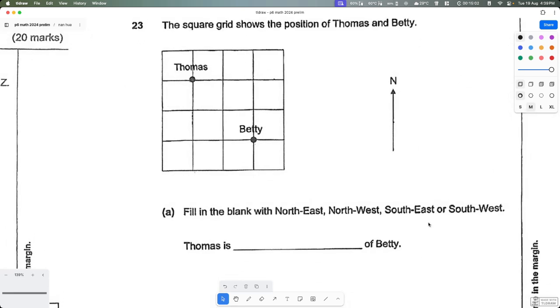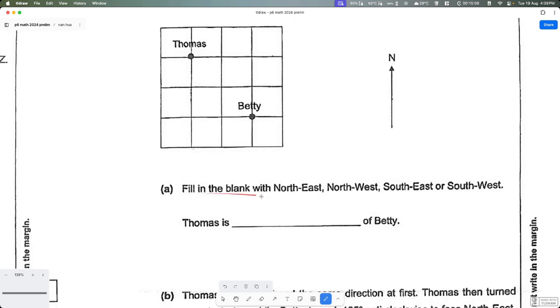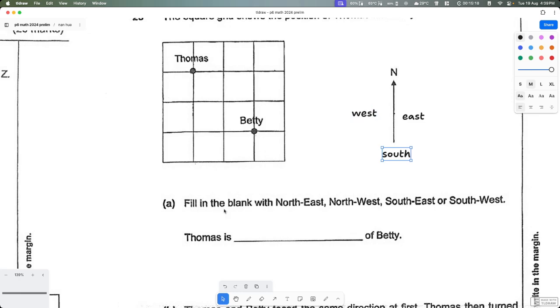Okay, so the square grid shows the position of Thomas and Betty. Fill in the blanks. Thomas is, so north, south, and then we have east, and we have west, of Betty. So that means from Betty, in this direction, not both directions. So that means northwest. Well, that means it's north dash west.